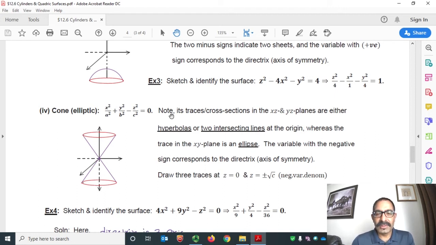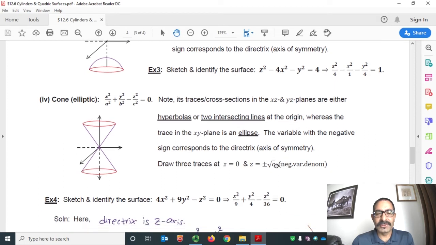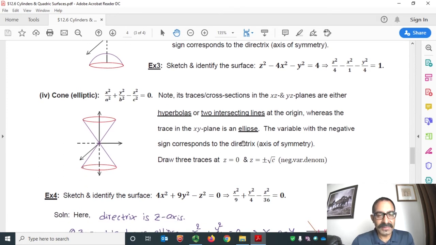So quick note, its traces in the xz and yz planes are either hyperbolas or 2 intersecting lines at the origin, whereas the traces in the xy plane is an ellipse. The variable with the negative sign corresponds to the directrix. So here the z-axis corresponds to the directrix. And draw 3 traces at z equals 0 and at z equals plus minus radical, its denominator.